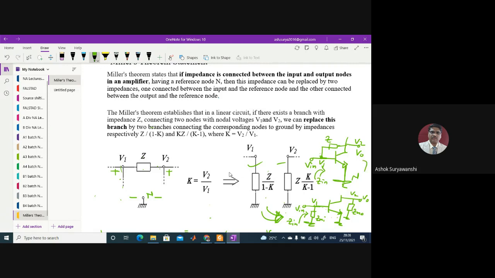Similarly, if somebody wants to find ZO, how do you find it? We don't know the contribution of Z here. But once it is simplified using Miller's theorem, if you want to find ZO seen from the output side, then naturally ZO will be equal to ZMO in parallel with the output impedance of this transistor. So those will come in parallel. This is an example, and we'll see this example at the end for better understanding in detail.